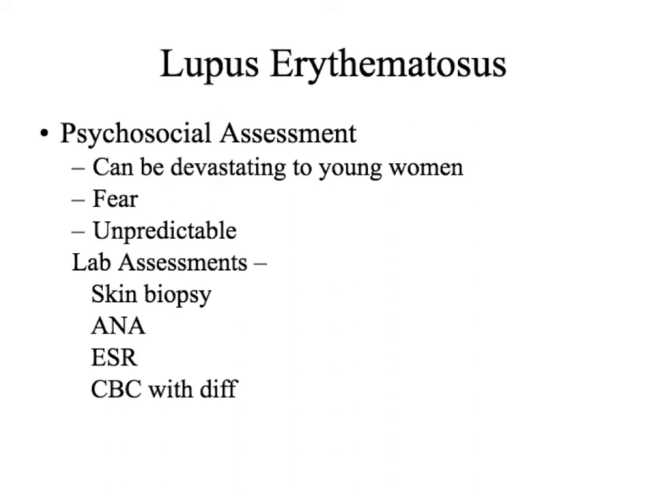Going into the lab assessments, the skin biopsy, they can biopsy those areas of the redness to confirm a diagnosis of lupus. ANA and ESR are labs that can be done to determine if there's inflammation in the body. ESR means erythrocyte sedimentation rate, and when that is elevated, that means that there is inflammation somewhere in the body, so it can be an indicator of lupus and lots of other inflammatory disorders.